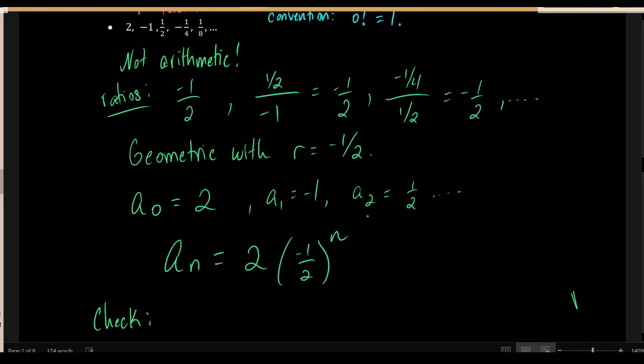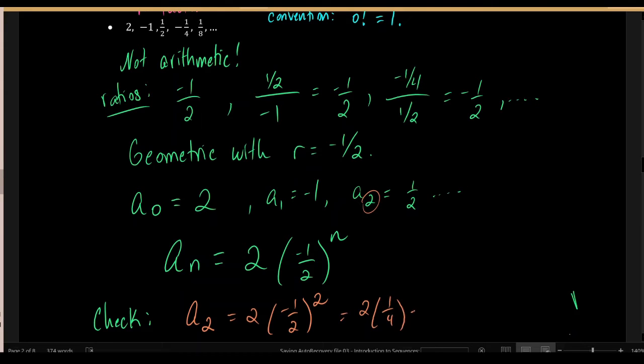So let's try plugging in n equals 2, for example, to this formula, just to make sure that we have it right. a sub 2 is equal to 2 times negative 1/2 to the power n equals 2. If we simplify that, we get 2 times 1/4, which gives us indeed 1/2, which matches what is in our sequence, so this formula is correct and can be used to calculate terms in the sequence all the way off to as large an n as we want to.